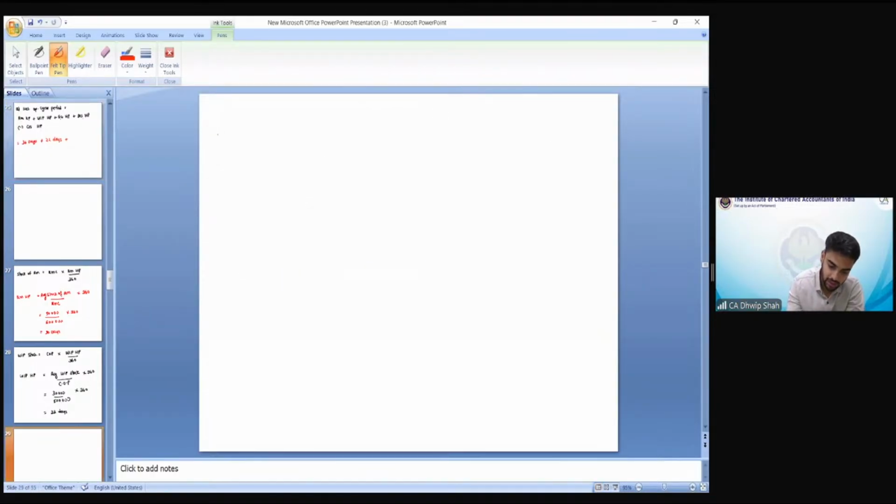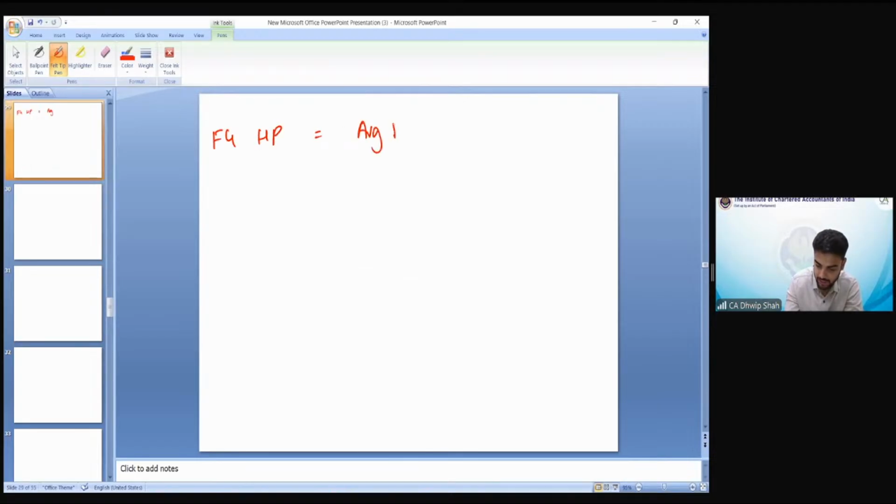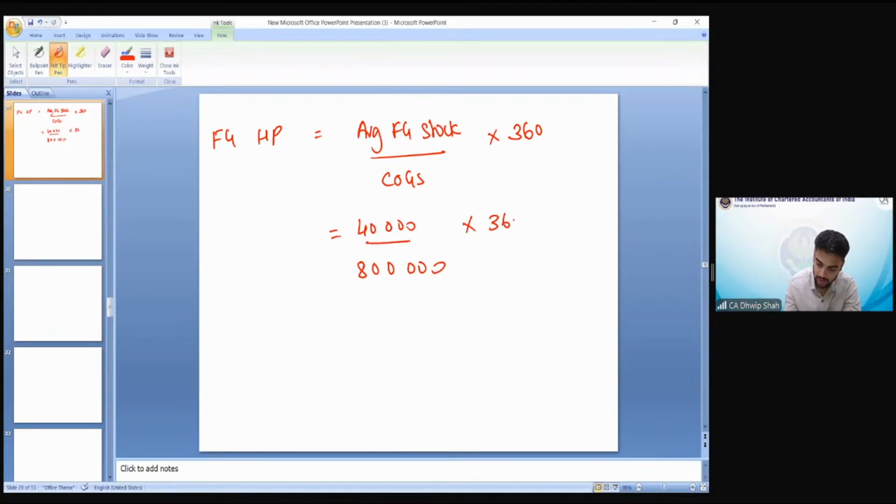Likewise, let's calculate FG holding period. So FG holding period would be FG stock divided by COGS into 360. ठीक है? FG stock is 40,000. FG stock is 40,000 divided by 8 lakhs, into 360. कितना आया? 18 days.